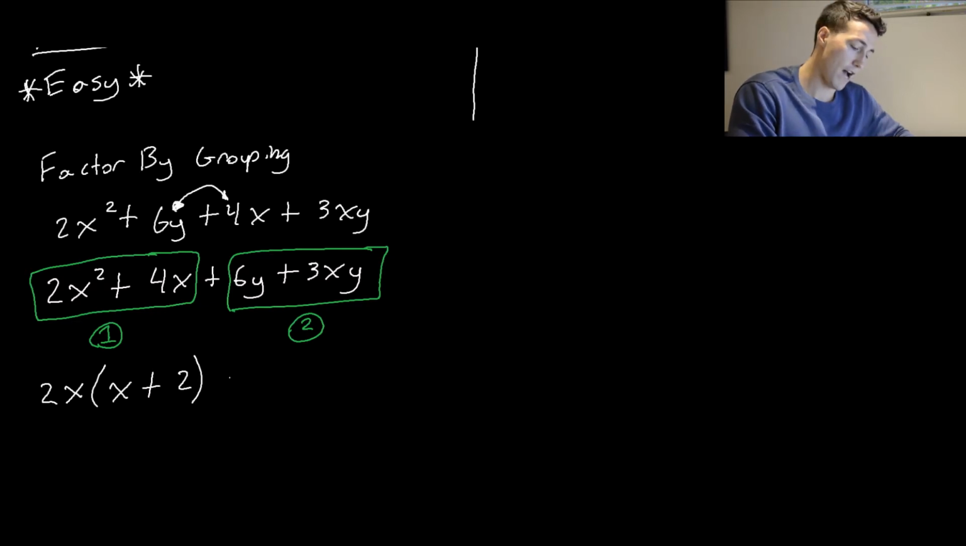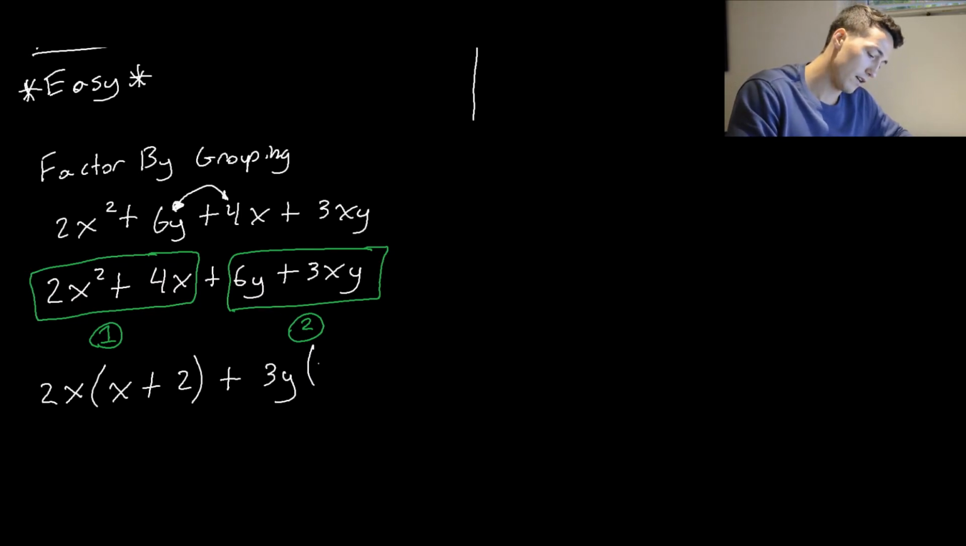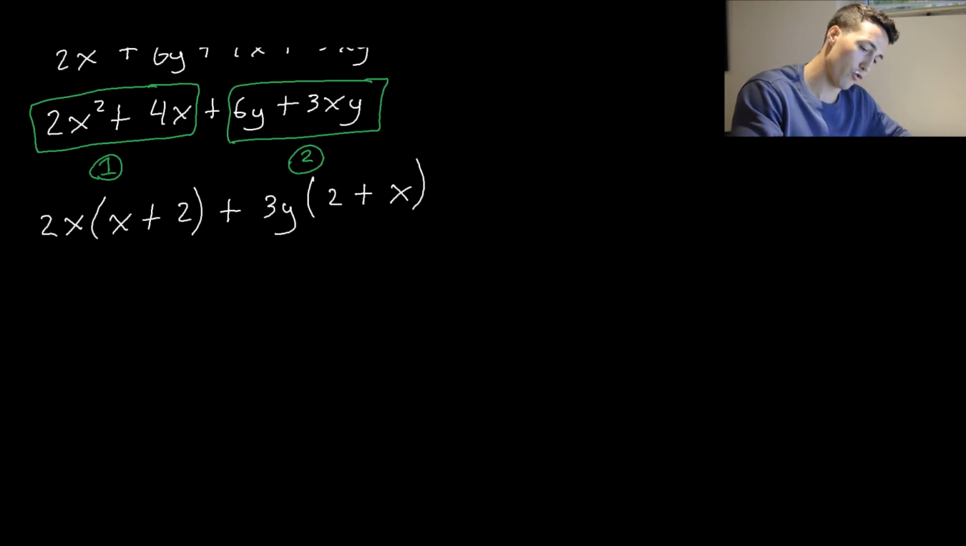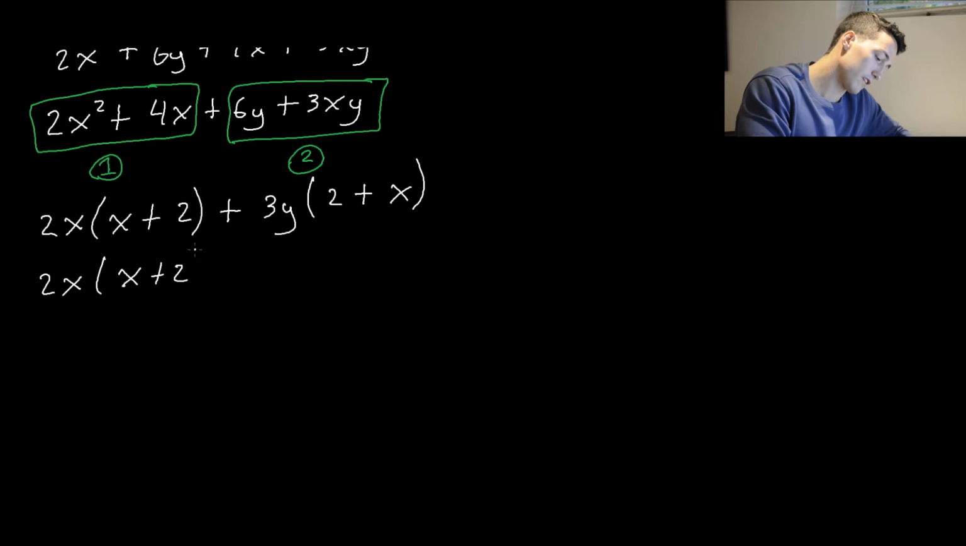Just leave it like that for now, and now we're going to go into group 2 and do the same thing. So we're going to do plus, and what's the greatest common factor of group 2? Well, it's going to be a 3 for the coefficient, and then a y. So then it's going to be 2 plus x. And again, I'm going to rewrite this, but I'm not going to change anything, just to make it a bit more clear. We're going to have x plus 2 plus 3y, and then I'm just going to change the order of these two. So I'm just going to write x plus 2.